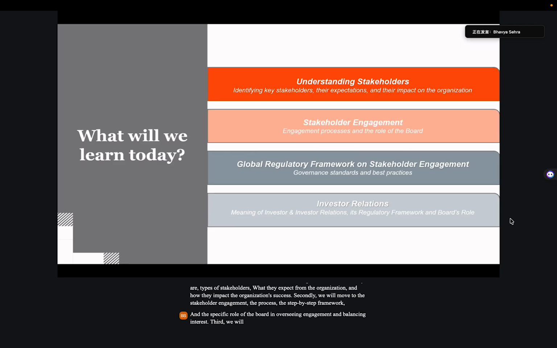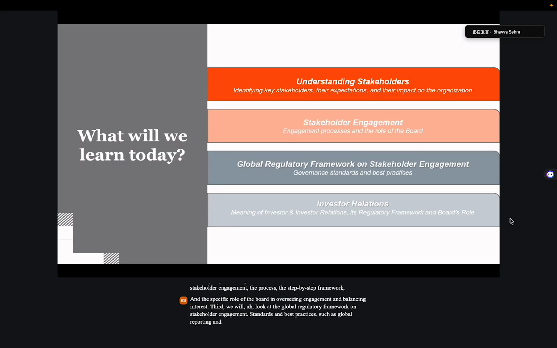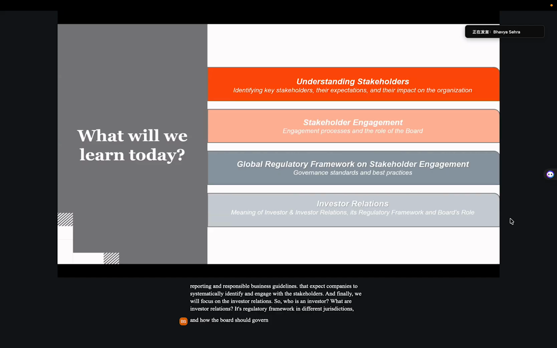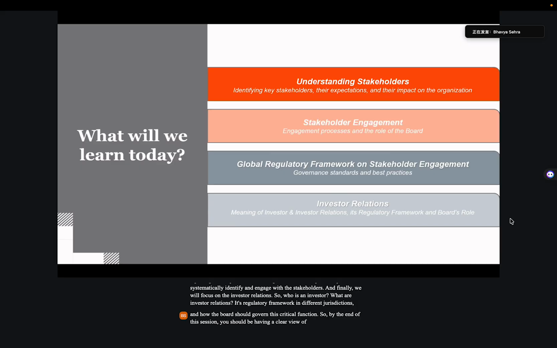Third, we will look at the global regulatory framework on stakeholder engagement, standards and best practices such as global reporting and responsible business guidelines that expect companies to systematically identify and engage with stakeholders. And finally, we will focus on investor relations. So who is an investor? What are investor relations? Its regulatory framework in different jurisdictions, and how the board should govern this critical function. So by the end of this session, you should have a clear view of how stakeholder engagement and investor relations together support sustainable and long-term value.